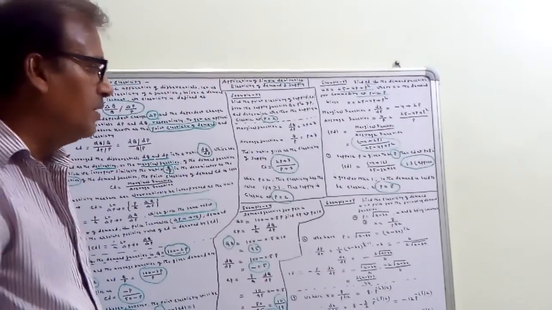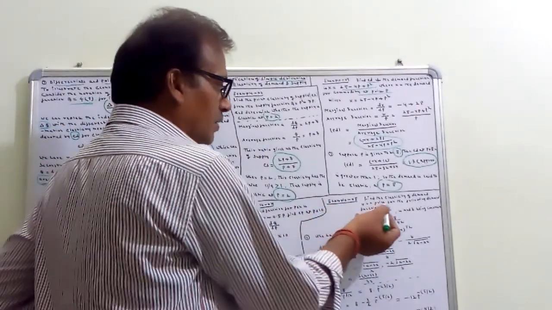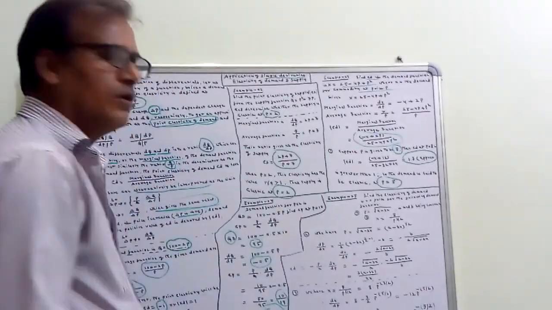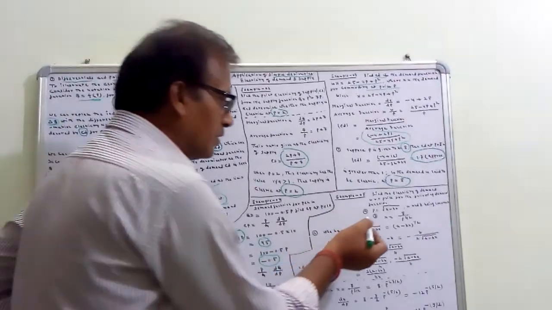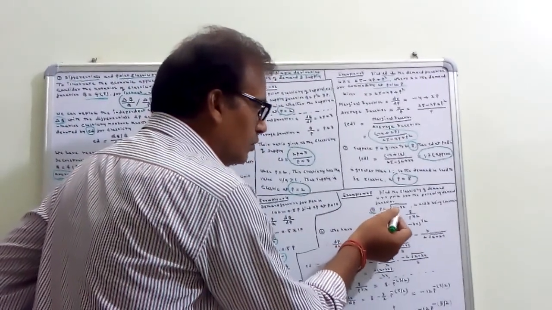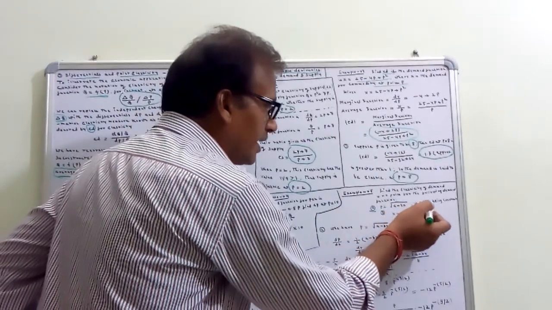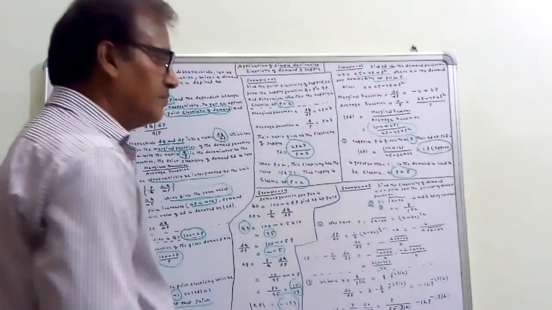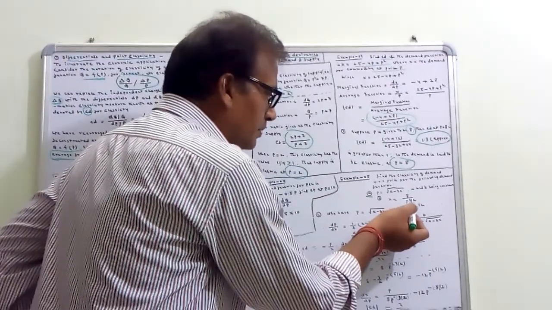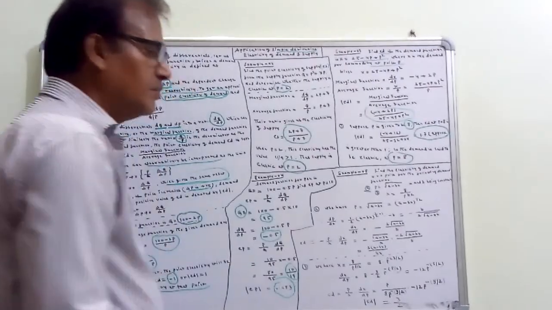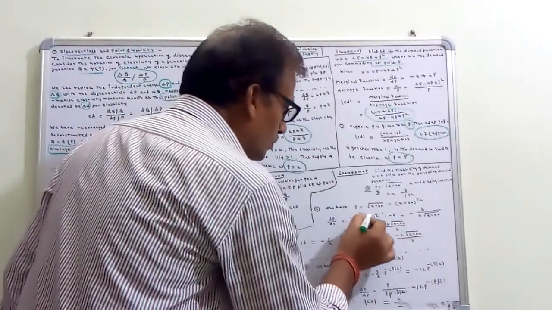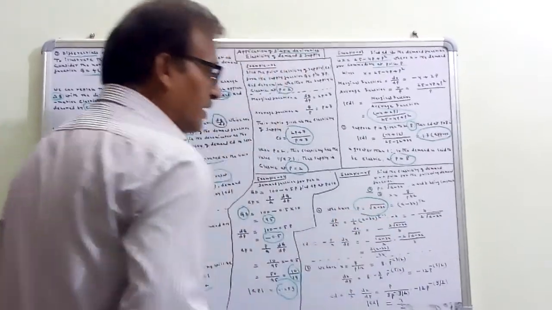Now a typical problem here. In example 5, find the elasticity of demand with respect to price for the following demand functions. Number first, P equal to root under A minus Bx, A and B being constants, and second, x equal to 8 by P to the power 3 by 2. Now given here, we have P equal to root under A minus Bx.